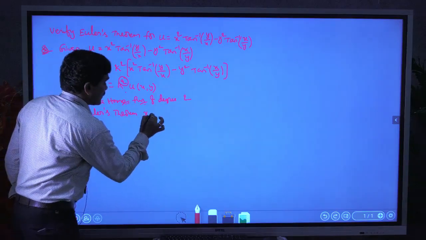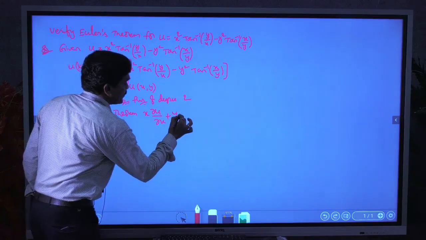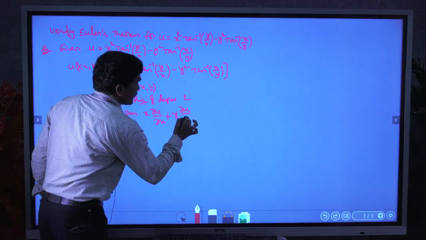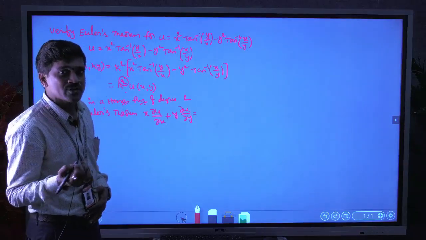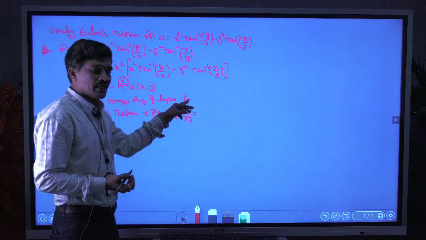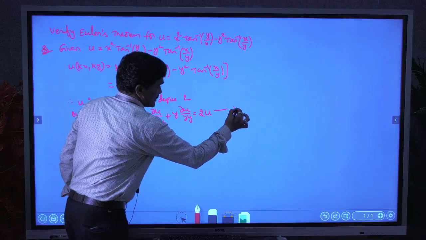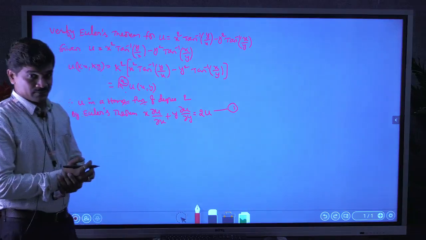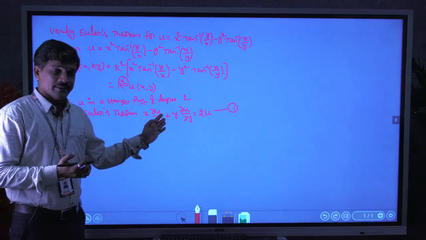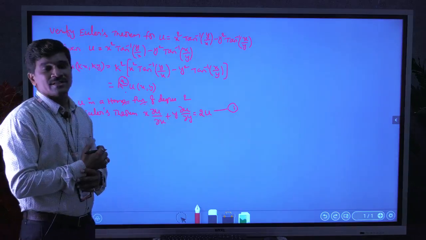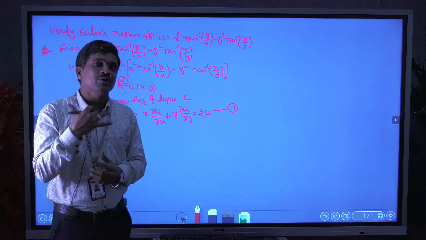Now write x ∂u/∂x plus y ∂u/∂y is equal to n into u, where n is the degree of the homogeneous function. So what is n here? n is 2. So this is equation 1. After checking homogeneity, we get x ∂u/∂x plus y ∂u/∂y is equal to 2u.